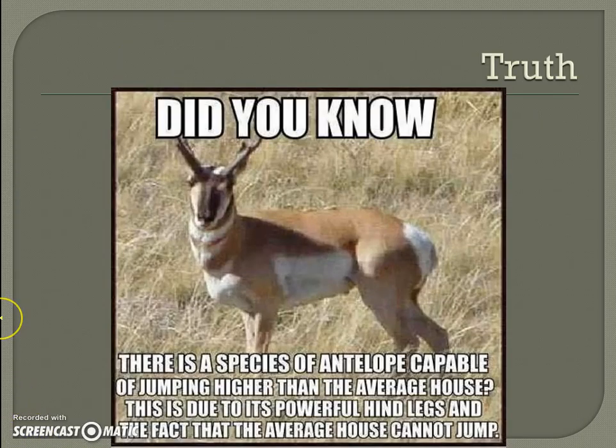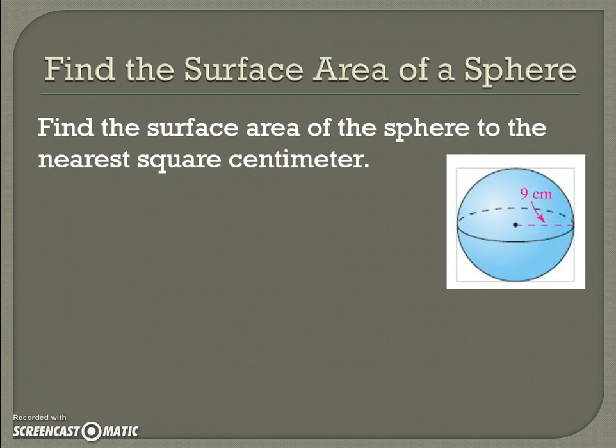Here's some truth for you. Did you know there is a species of antelope capable of jumping higher than the average house? That's incredible. This is due to its powerful hind legs and the fact that the average house cannot jump. It's a true statement.